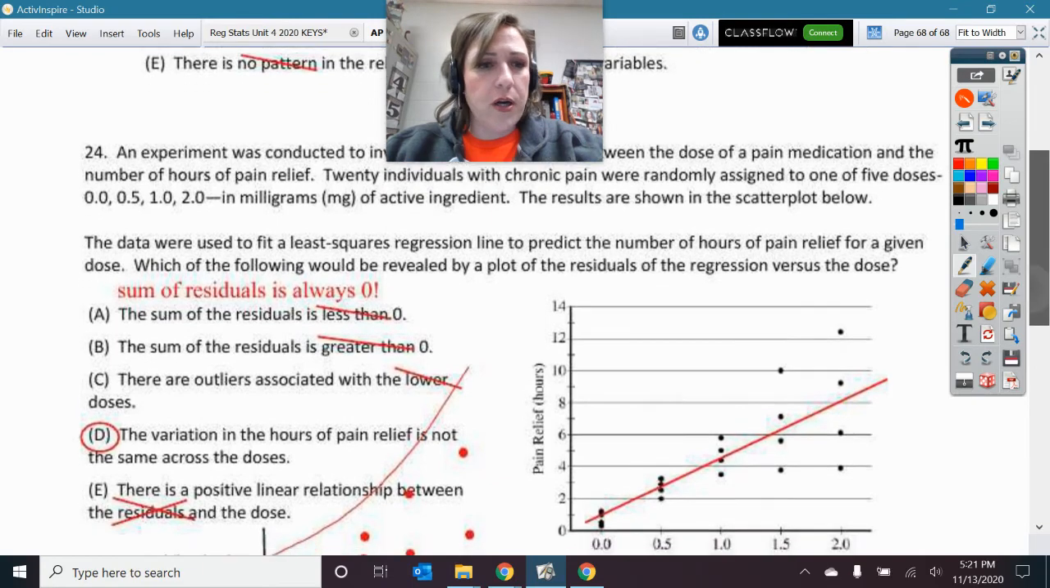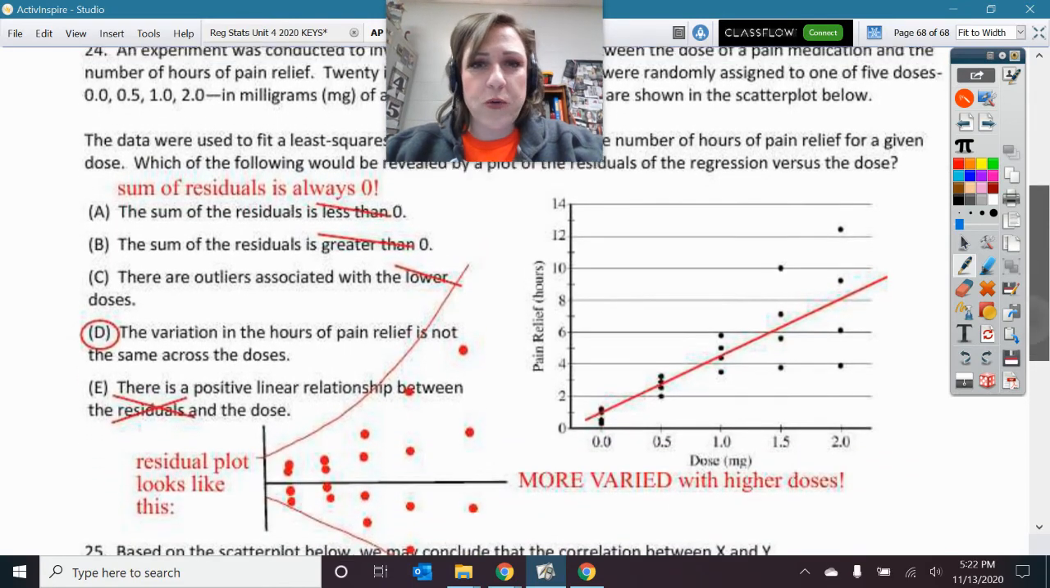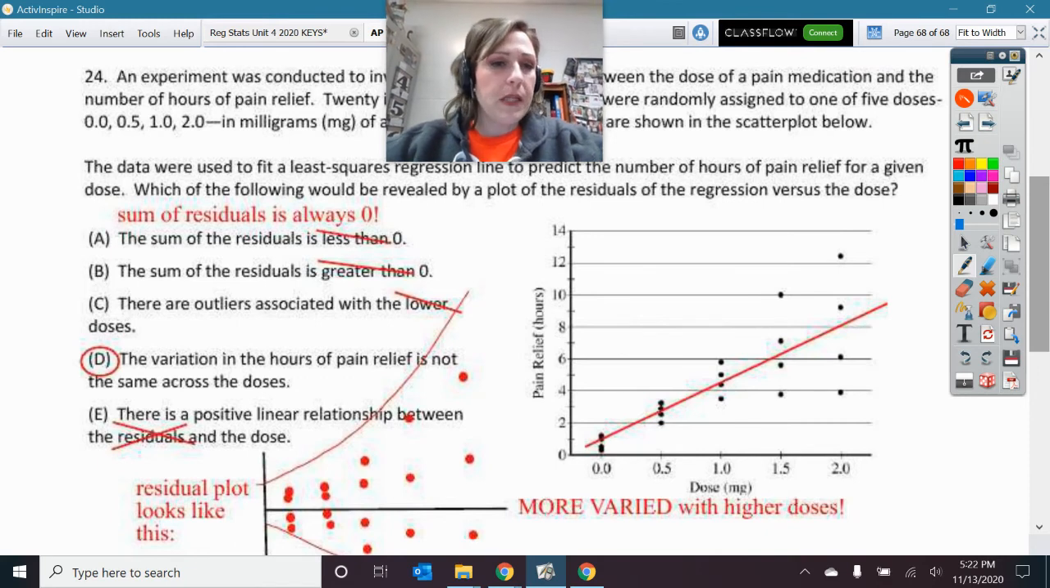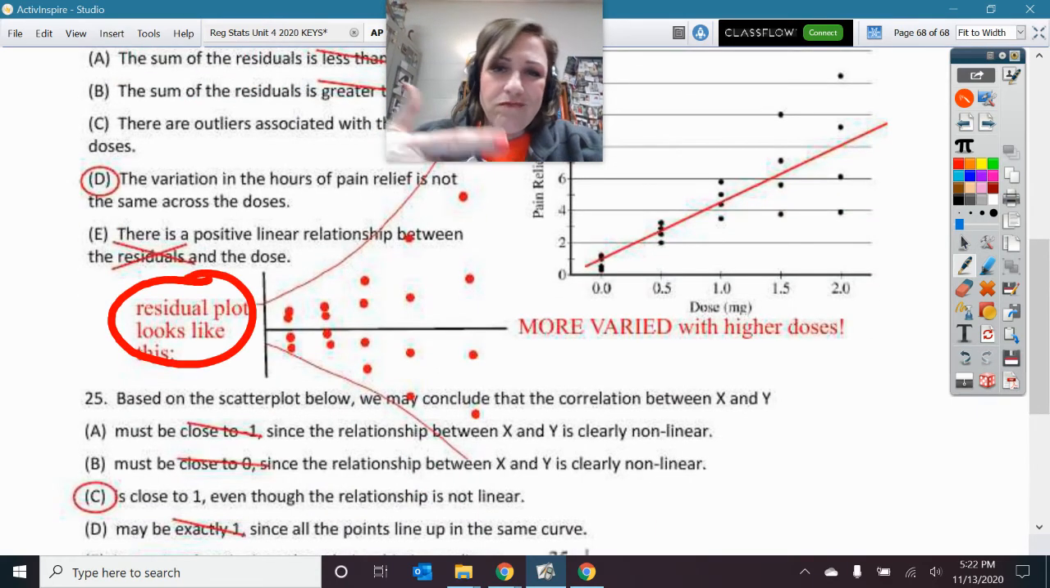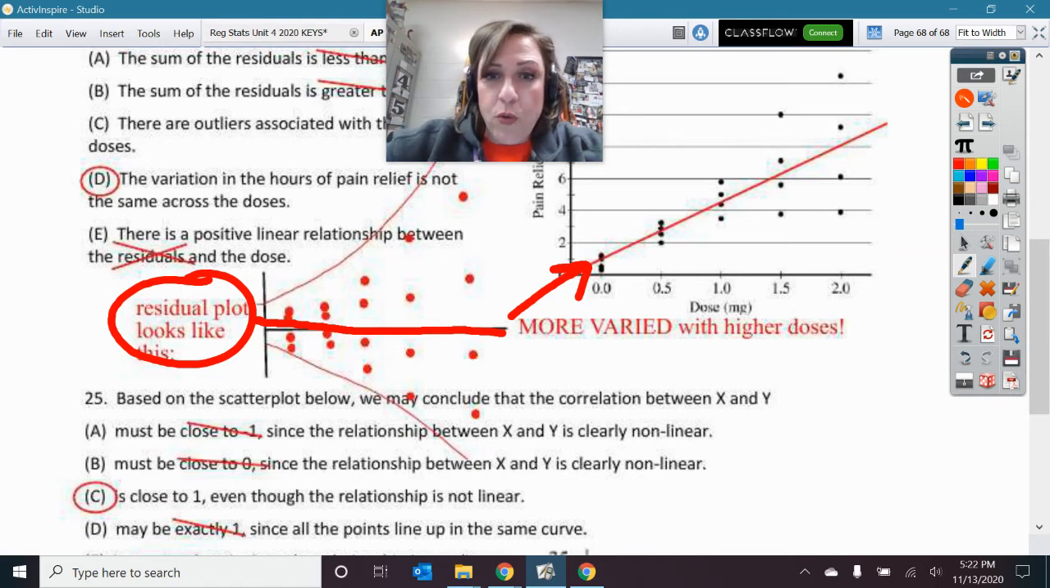Number 24. Oh, this was a good problem. This was from an actual AP multiple choice question. So here we go. The sum of the residuals is always 0. Now you need to notice that this is not a residual plot. So what I did was put the line of best fit in there so that I could guesstimate what this residual plot would look like. Then you can see these points getting more varied as you have higher doses of medicine. Hence, D is the answer.